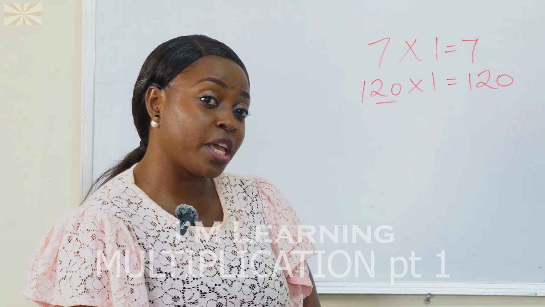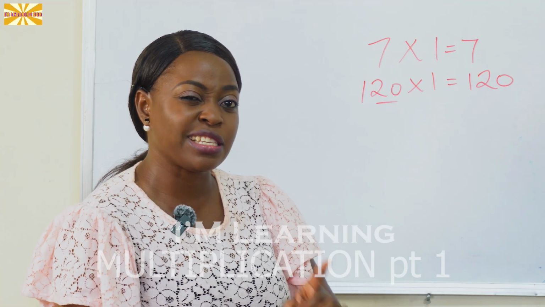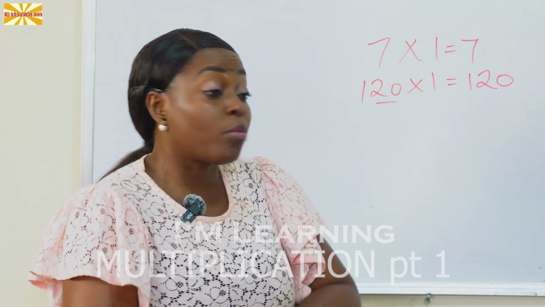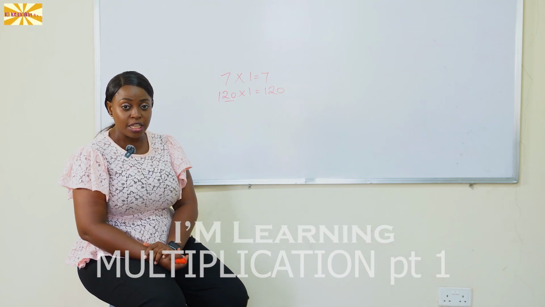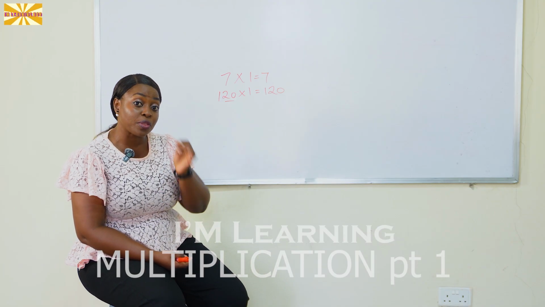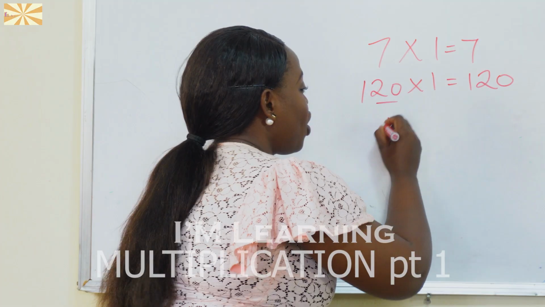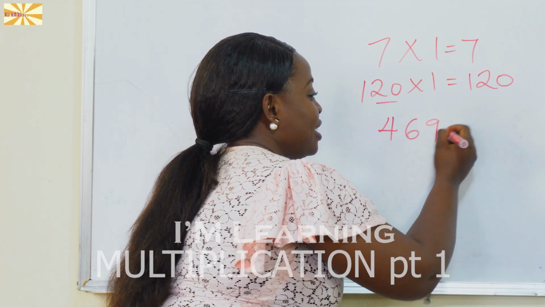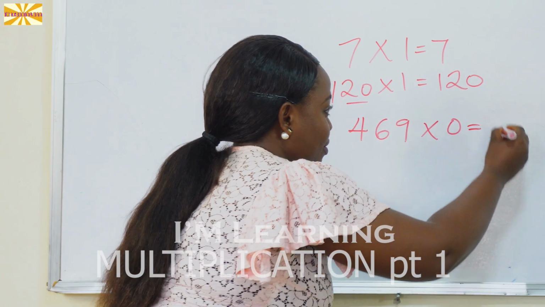The next rule of multiplication is that any number multiplied by 0 is 0. So no matter how big the number is or how small the number is, if it is multiplied by 0, the answer is always going to be 0. So 469 times 0 is exactly 0.